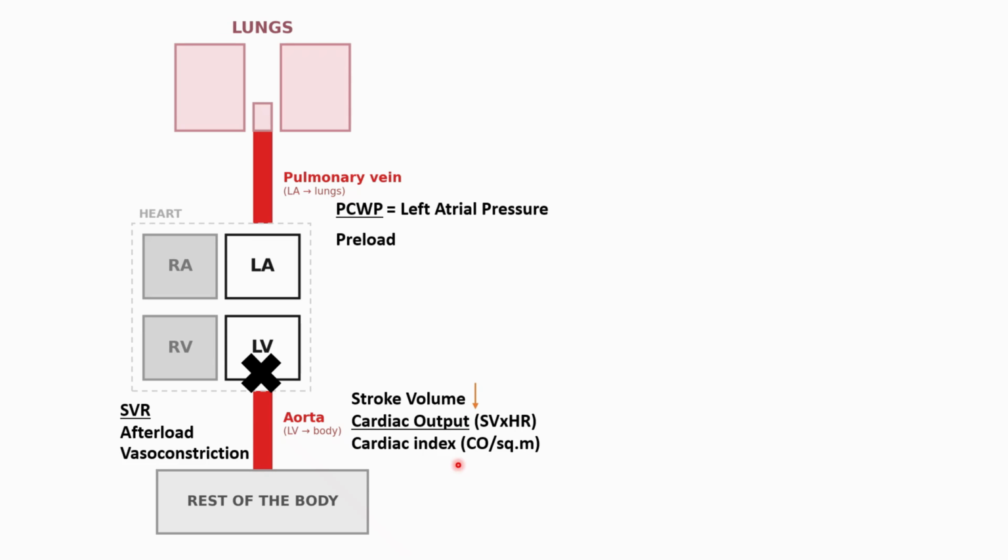Stroke volume will decrease. First thing, left ventricle has failed. Easy, stroke volume will decrease, cardiac output will decrease. That's where the primary pathology lies. Second, what will happen? Stroke volume decreases, that will cause a fall in the blood pressure. There's decreased pressure downstream, so fall in blood pressure, and that will activate your sympathetic nervous system.